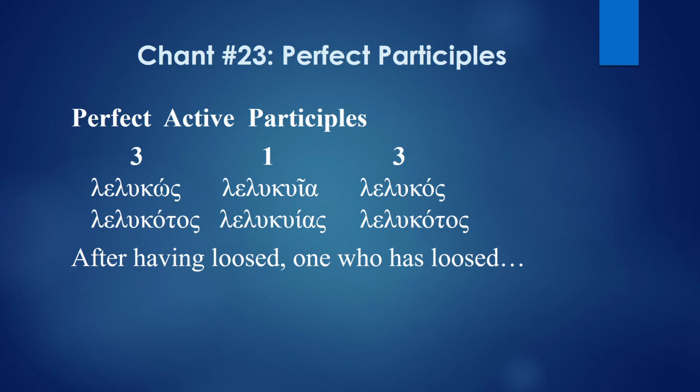We will learn just the nominative and genitive, and then the other forms just follow from the third, first, or third declension endings. So the nominative singular for the perfect active participle is lelukos. The genitive singular is lelukotos. The feminine is a first declension perfect active participle is leluquia. The genitive singular is leluquias. And then the neuter goes back to the third declension. Nominative singular is lelukos. And then the genitive singular is lelukotos.